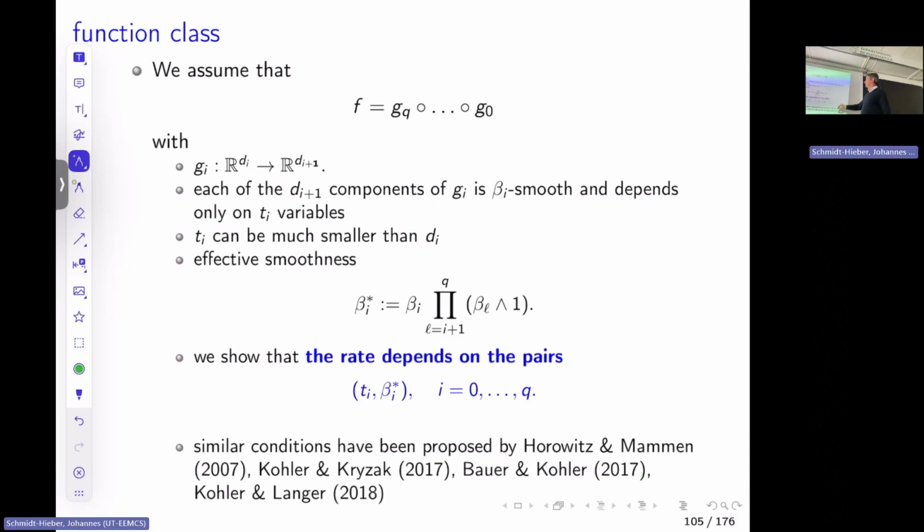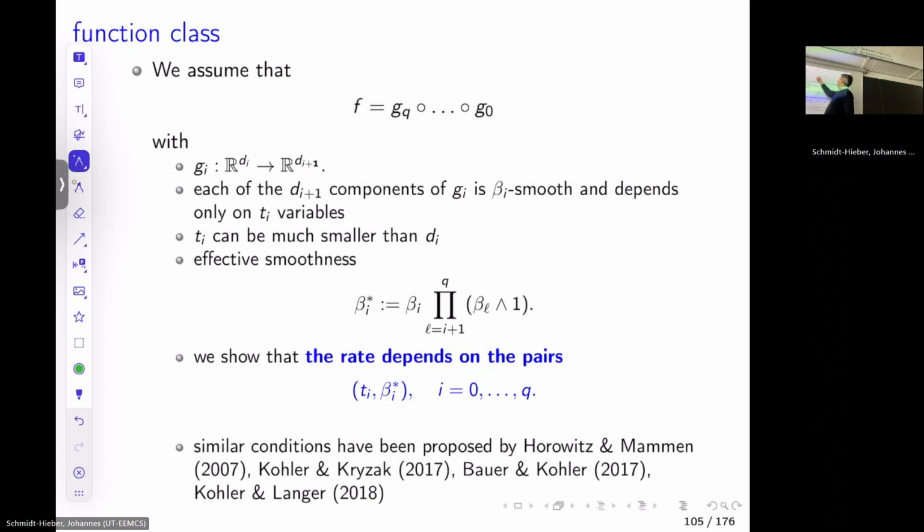There were some earlier articles, but this is the way I formulated it in my article in 2020, where we say, okay, we suppose that the function that we want to learn is itself a composition of q+1 functions, which we don't want to learn, right? We don't want to identify them. They're not even identifiable. We just assume that they are there. This gives us faster rates in the end for learning the f.